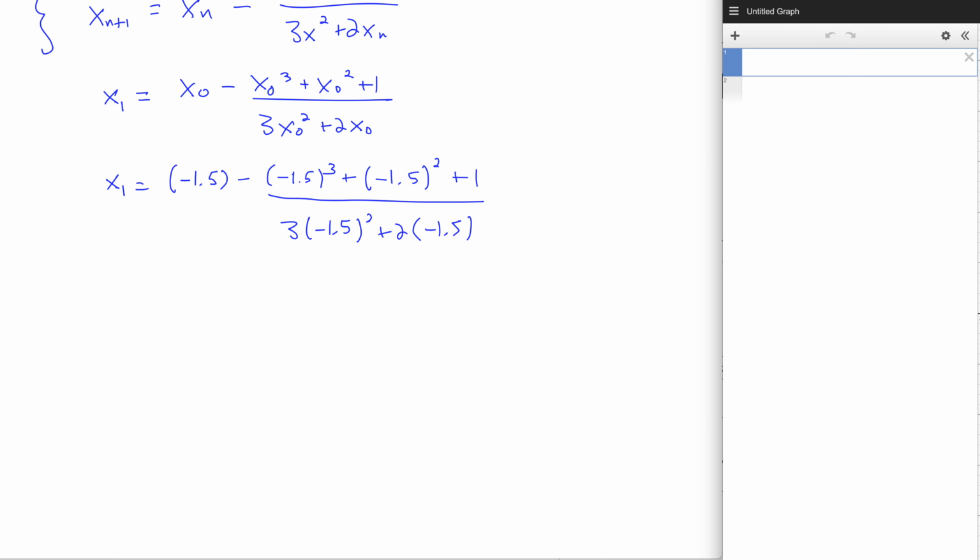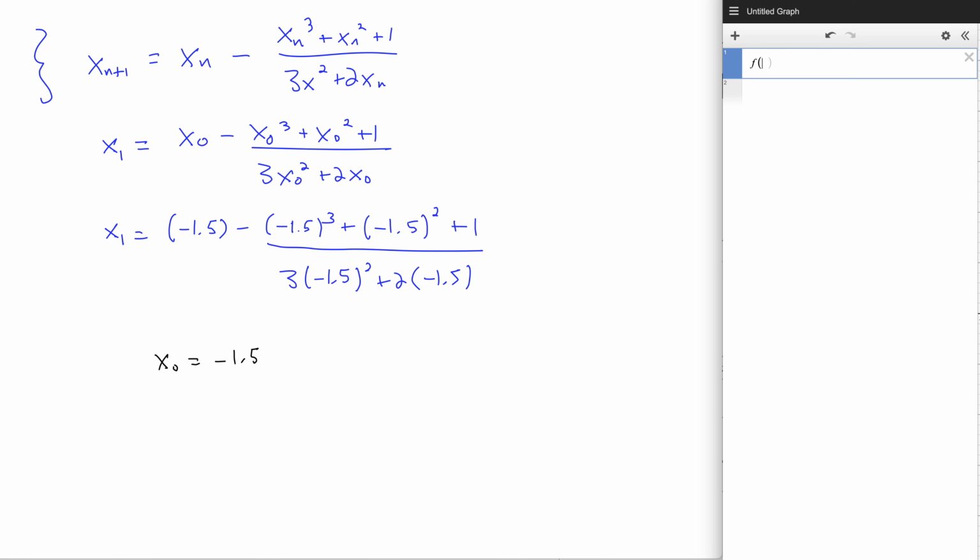I'm going to do a split screen here with Desmos on one side and my document on the other side. So we already know what x naught is. Okay, we know x naught is negative 1.5. Now I'm going to put that function into Desmos here.